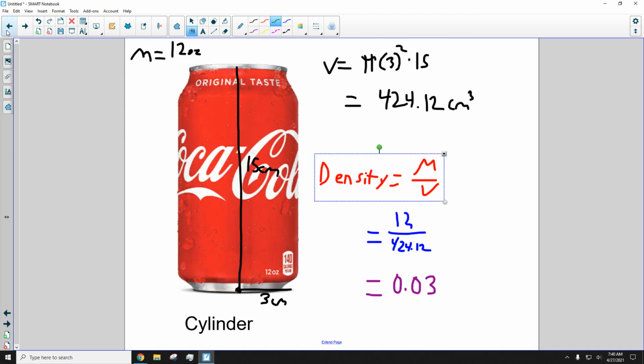Most of the time, though, your problems look like this. And it's important to be able to recognize what kind of shape you have, because I'll probably give you real world examples. But good luck to you, and let me know if you have any questions.